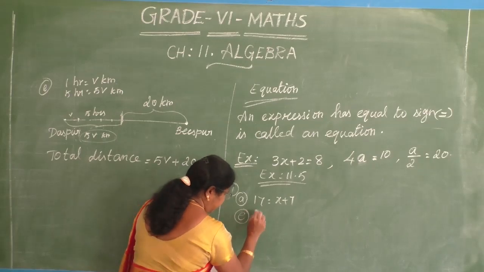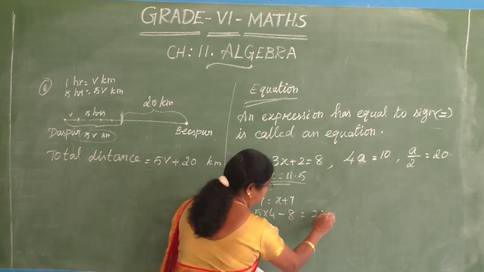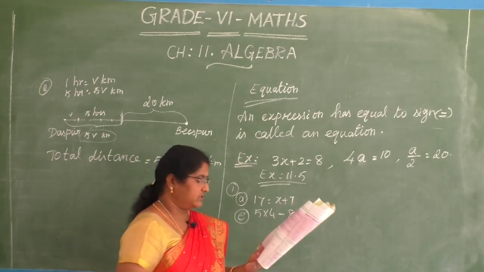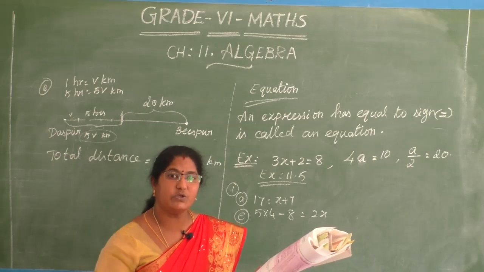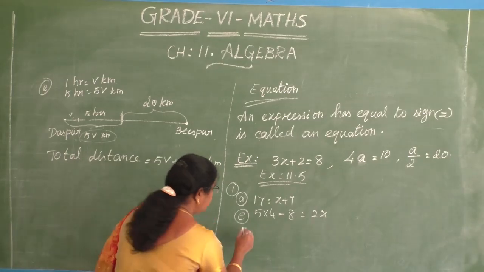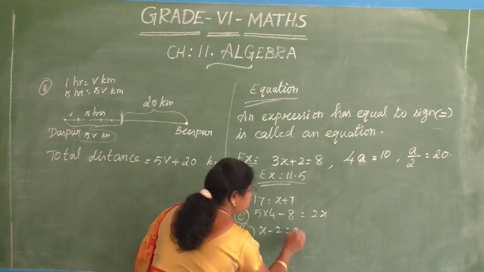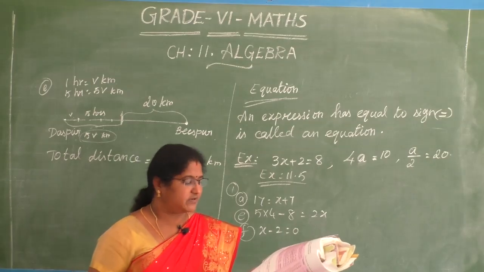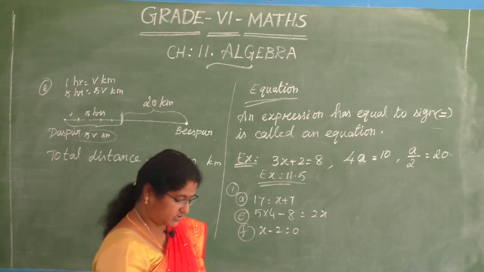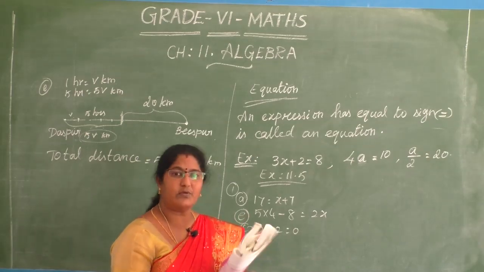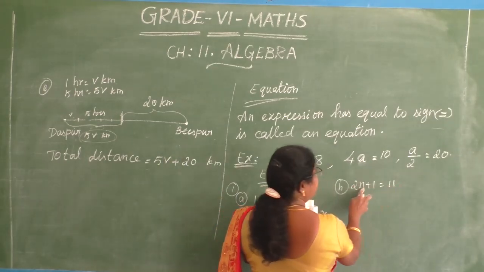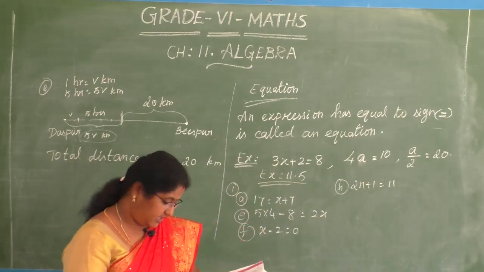E, 5 into 4 minus 8 equal to 2x. You select that and put a tick for that equation. Next, F, x minus 2 equal to 0. Variable is there, equal to sign is there. So x minus 2 equal to 0 is an equation. G question, 2m less than 30. Is it? Less than symbol. So it is not an equation. Next, H, 2n plus 1 equal to 11. Variable, equal to sign. So it is an equation.